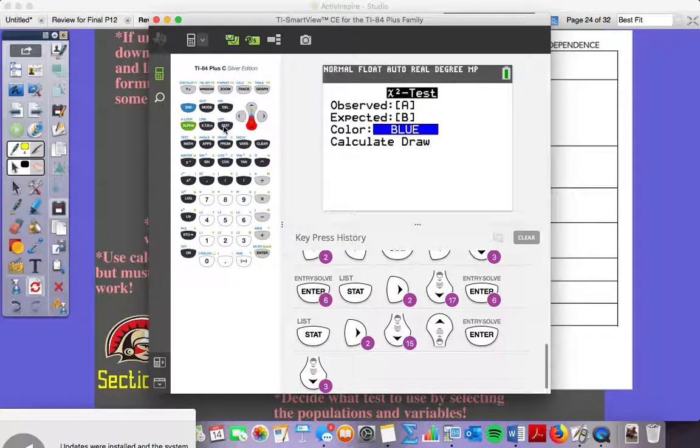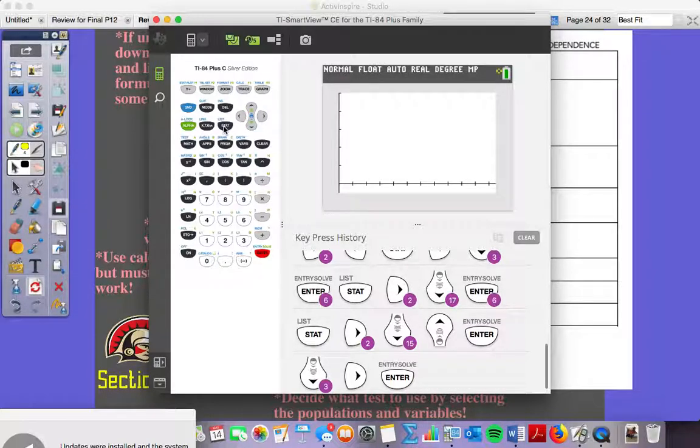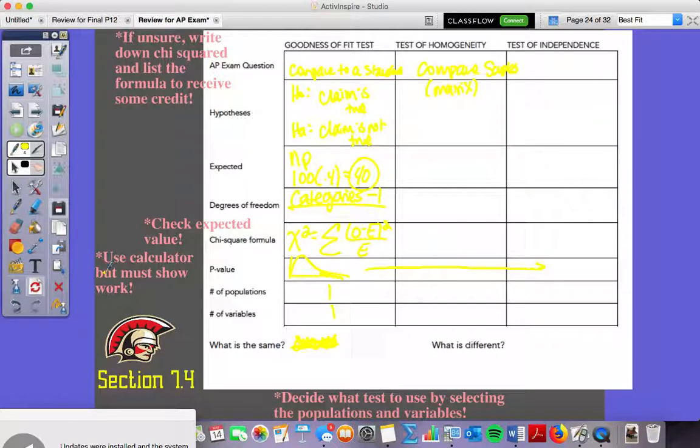And then once I calculate and draw, remember we did this yesterday, it'll give us something that goes downward. Cool. And it'll give us the p-value and the chi-squared that's there. Okay. Again, homogeneity comparing two things together. So we have two populations, one variable. Two different gummy bears, and we're comparing color.